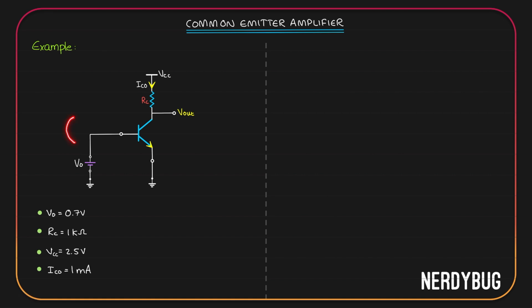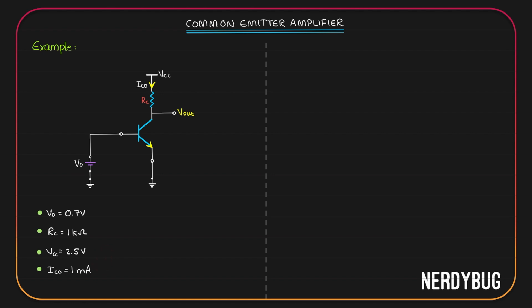I have removed the input for now. We will only calculate the bias conditions. V0 is 0.7 volt. RC is 1 kilo ohm. VCC is 2.5 volt. And IC naught is 1 milliampere.